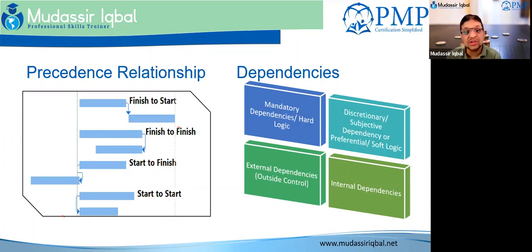That is what is called a subjective or a discretionary or preferential or a soft logic that you have.